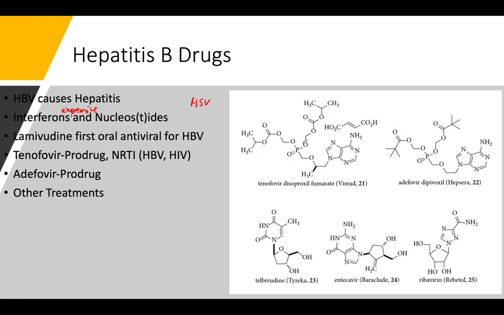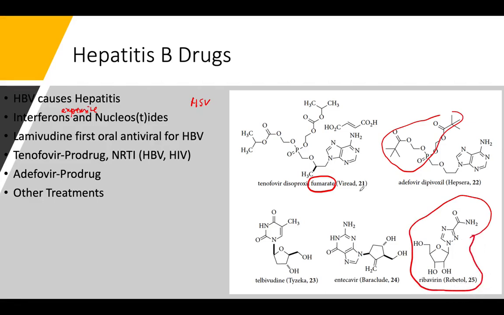Tenofovir is present here as tenofovir fumarate. It's present as a prodrug type of strategy. Adefovir is also present as a prodrug type of strategy. Telbivudine, entecavir, and ribavirin. Ribavirin is one of these drugs that is present in the treatment cocktail for many different drugs. Now, tenofovir is a nucleotide reverse transcriptase inhibitor that's used in the treatment of both HBV and HIV. Now, ribavirin is used in HBV, and is also used in HCV.